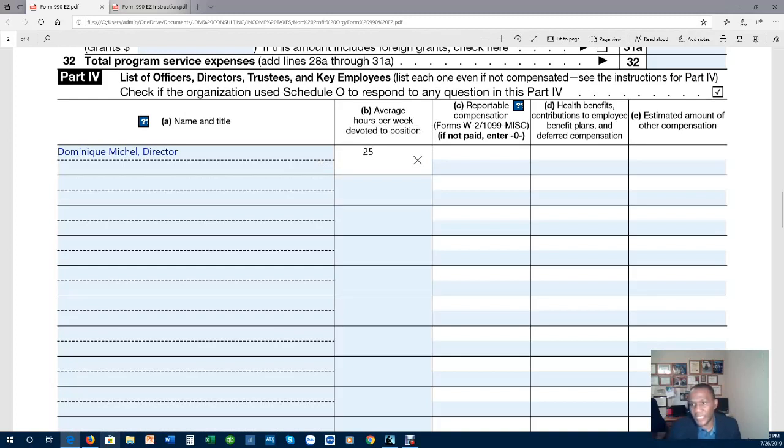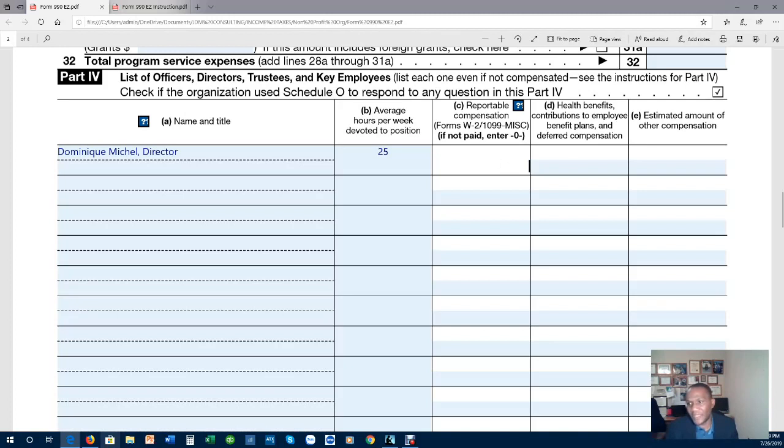Reported compensation: if it is a W-2, basically if I am a regular employee, I receive a W-2. If I am a contractor or an independent contractor, and the organization doesn't control my time, then I will be on a 1099-MISC. If not paid, you still need to enter 0 here, if the individual officer, director, trustee, or employee is not paid.